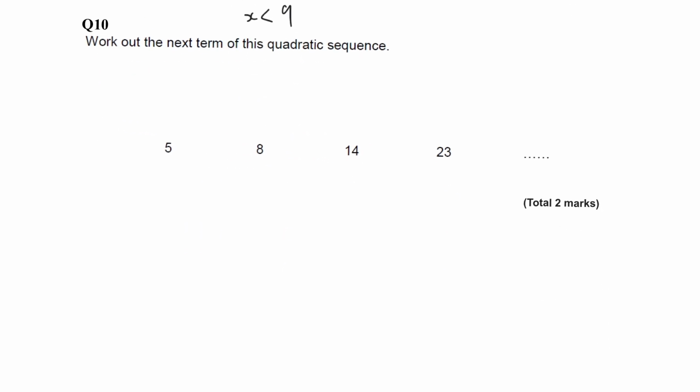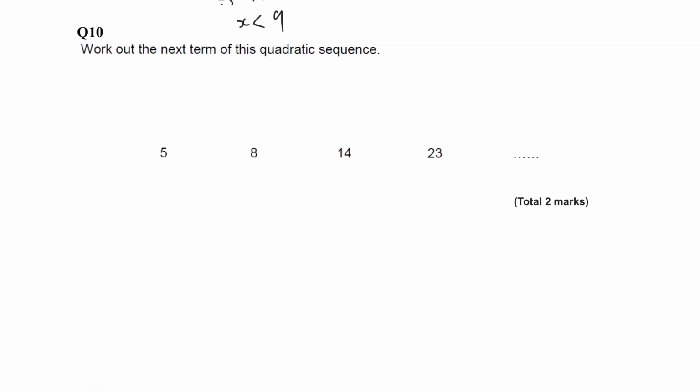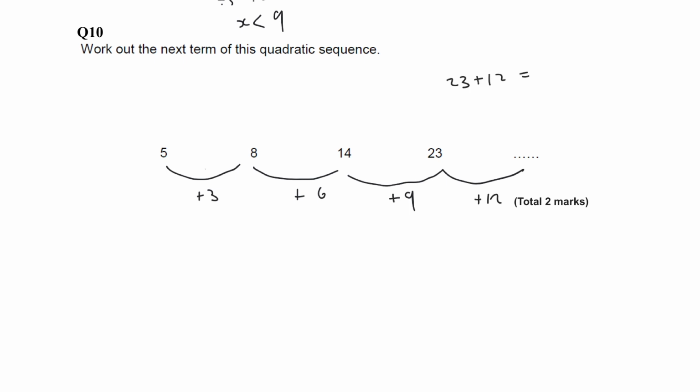Then if we move on to question 10, it says work out the next term of this quadratic sequence. In order to work out the next term, first things first, we want to work out the difference each time. It goes from plus 3 to plus 6 to plus 9, so as we can see, it's going up each time by our 3 times tables. So next would be plus 12. Now you do 23 plus 12, which leaves you an answer of 35.